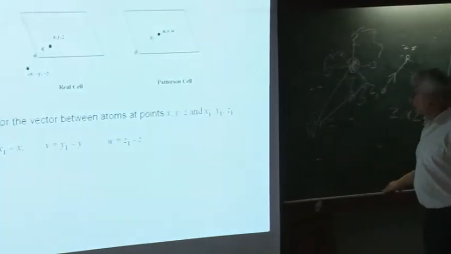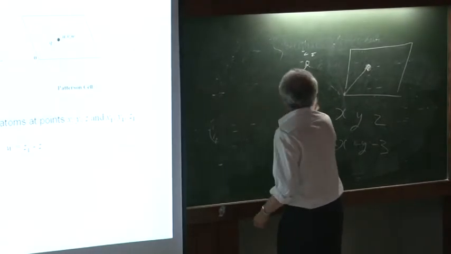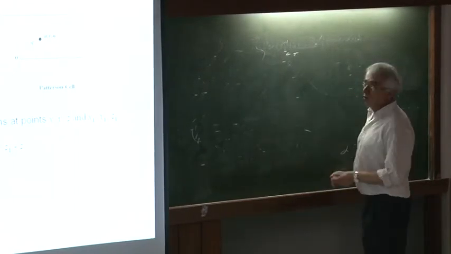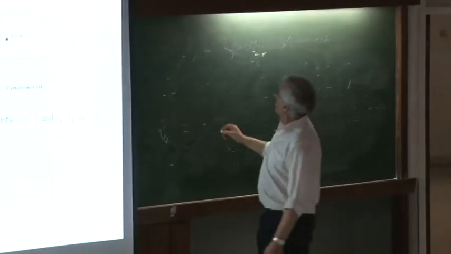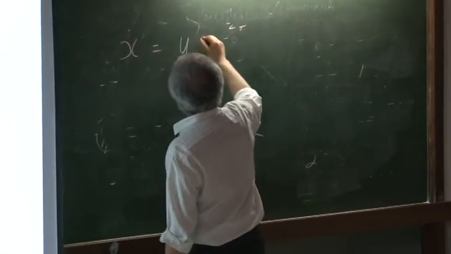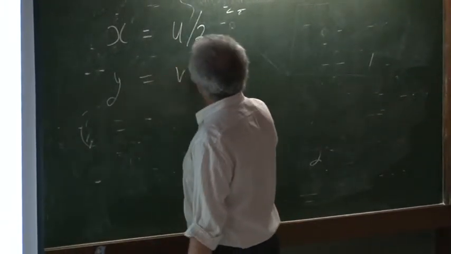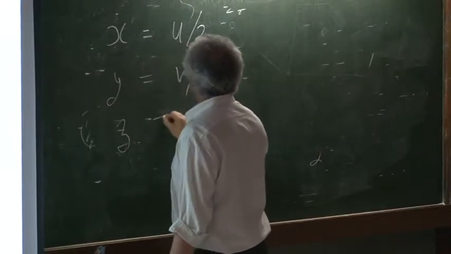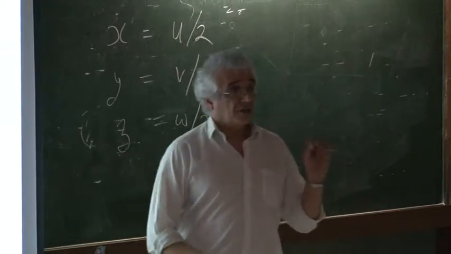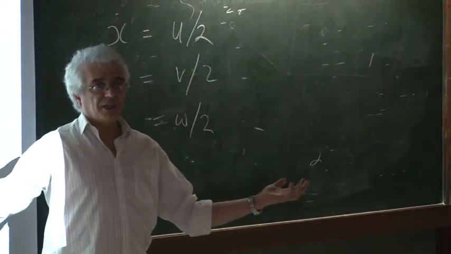Which is good, because it means that in this example the coordinates of our heavy atom are X equal to U over 2, Y equal to V over 2, and Z equal to W over 2. And so for a very simple centrosymmetric system like this, we automatically get the heavy atom.